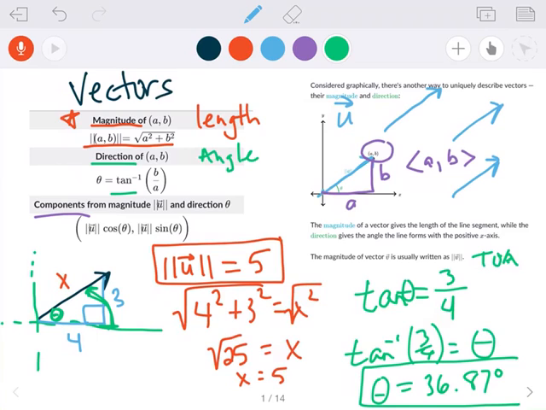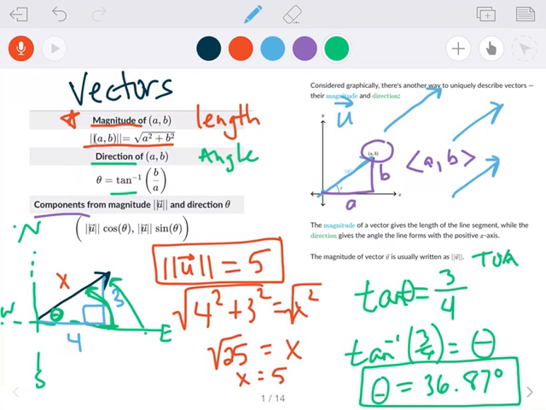So that would be one way that we can talk about the direction. We could also talk about that direction in terms of a compass. So if we think about it being north, south, east, and west over here, we could say that the direction is 36.87 degrees north of east. So we're starting from east and we're heading in a northward direction, 36.87 degrees. Just two ways to talk about direction of a vector.